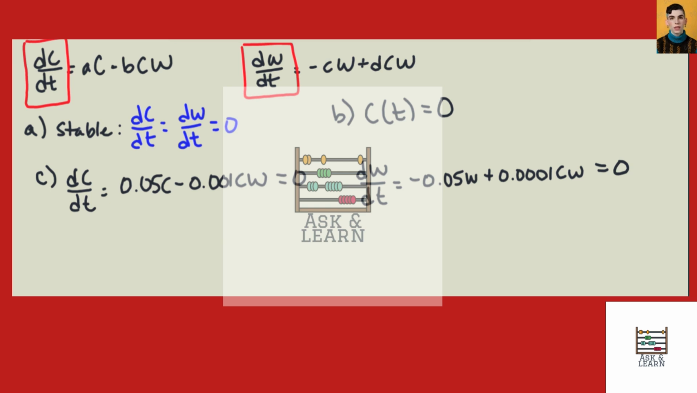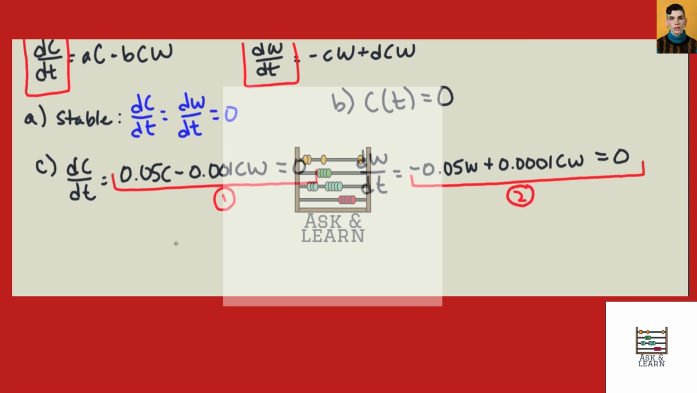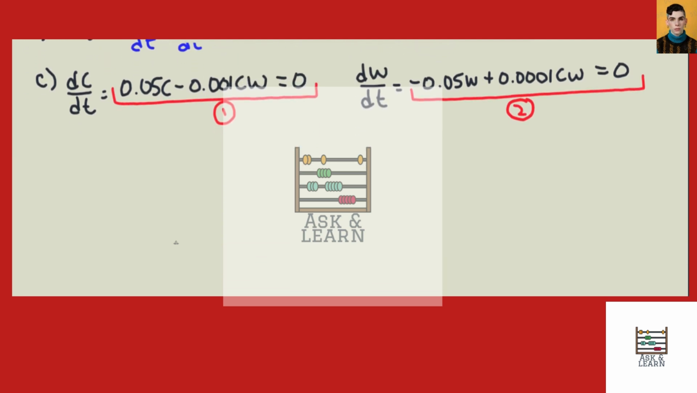So what we have here are two equations with two unknowns. We can call this equation 1, and we can call this equation 2, and we're going to solve the system for C and W. And what I'm going to do is take care of all these decimals. I would like to multiply the first equation by 1,000. So equation 1, when multiplied by 1,000, is going to be 50C minus CW equals 0. And then I would like to multiply equation 2 by 10,000, and that's going to be negative 500W plus C times W equals 0.